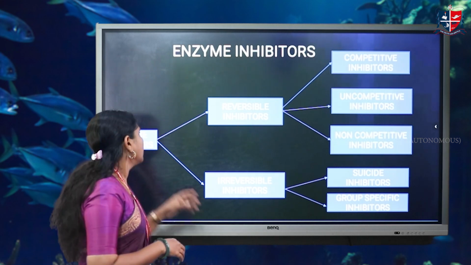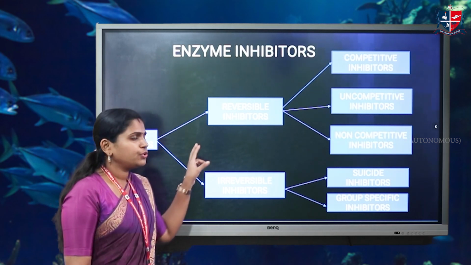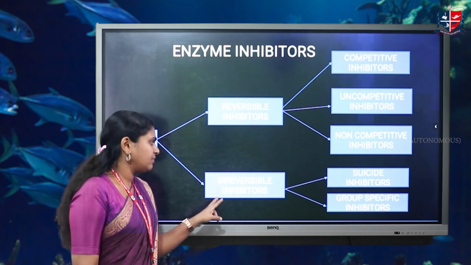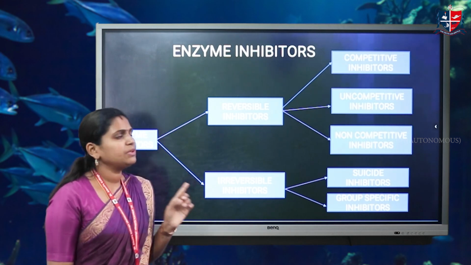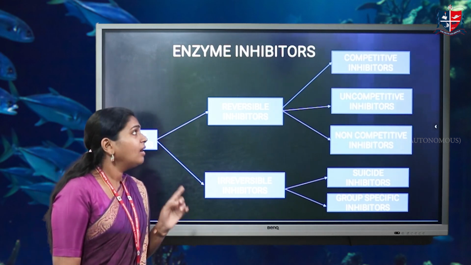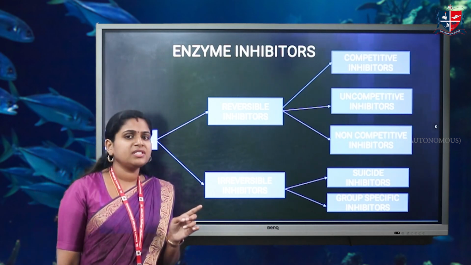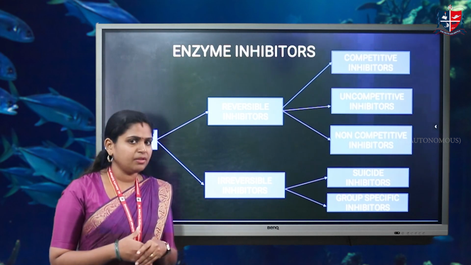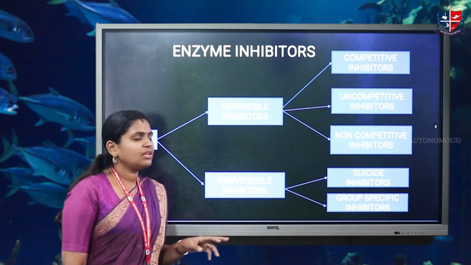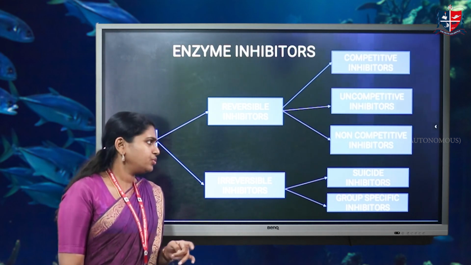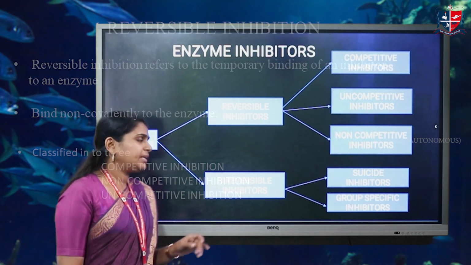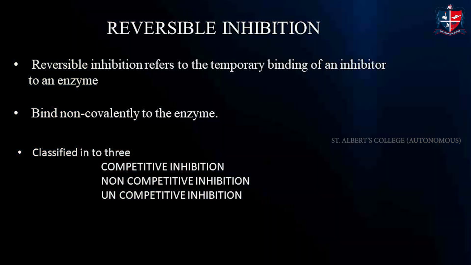Once more, I will tell. Enzyme inhibitors are classified into two: reversible inhibitors and irreversible inhibitors. The reversible inhibitors are classified into three: competitive inhibitors, uncompetitive inhibitors, and non-competitive inhibitors. The irreversible inhibitors are classified into two: suicide inhibitors and group-specific inhibitors.